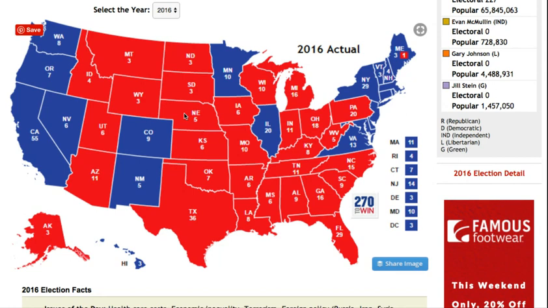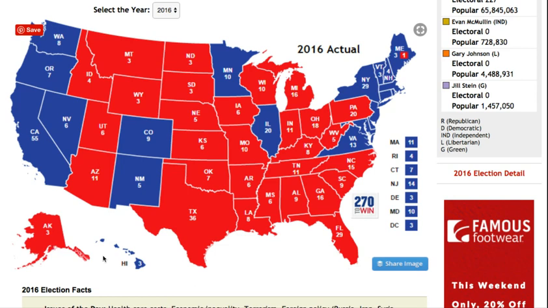So how do we figure out how many electoral votes each state gets? We add the number of senators to the number of representatives, and we get that electoral vote count, okay? So every state gets 2 senators, no matter how big or small they are, and every state gets at least 1 representative, but can have many more representatives based on their population.